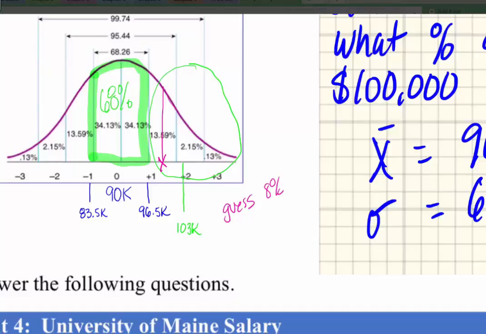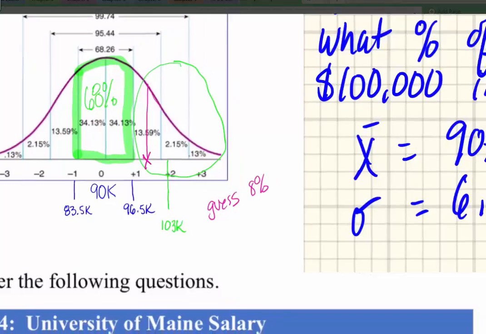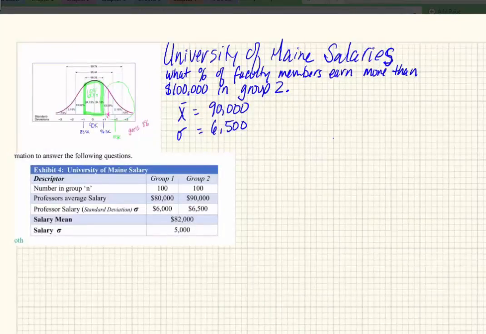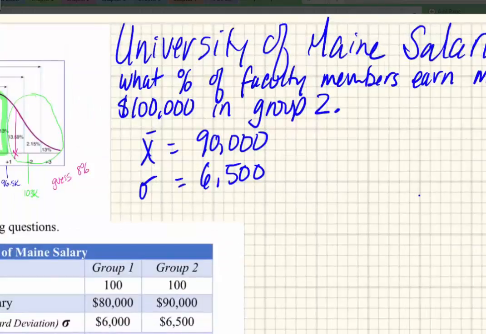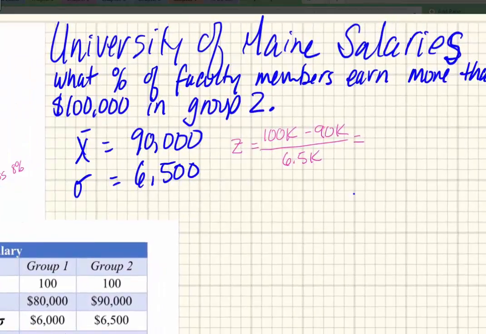So now that we have that idea in our head, we can go now and do our z calculation, because now we don't have to mess with the minuses and do we subtract this from 1 or not, because that can be really confusing. So let's just go over here and calculate the z value. We're going to say z is equal to 100k minus 90k divided by 6.5k. And we're going to calculate that out.